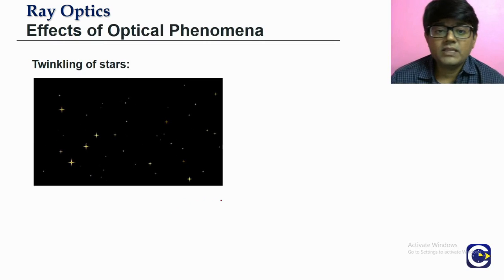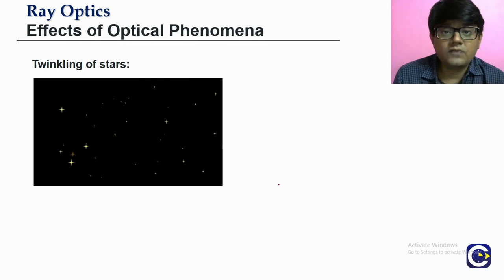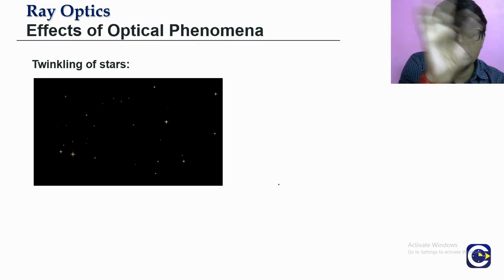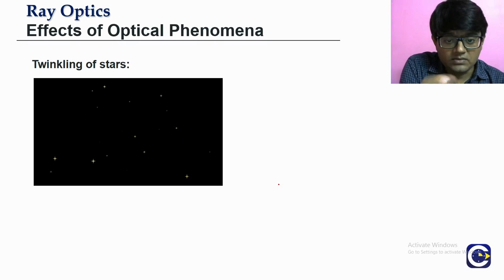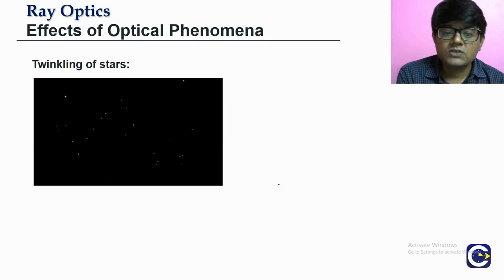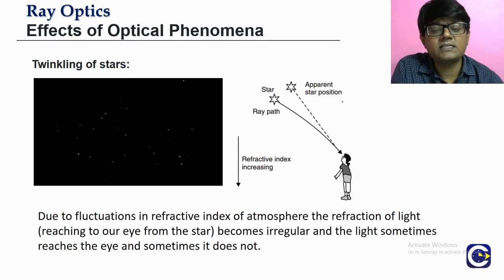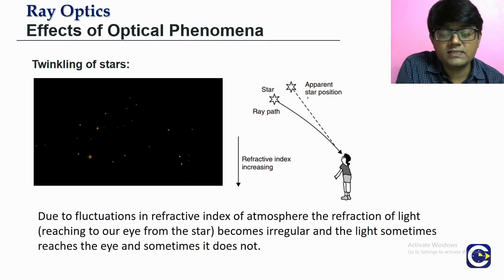Now the other phenomenon that we will see with regard to the stars is the twinkling of the stars. I'm sure a lot of us will have observed it. If you look at the sky at night, you will see the twinkling of the stars. For a moment it will appear very bright, and then the next moment it will appear dull, almost invisible. So why does this twinkling of the stars happen? Again, the reason is the refraction through the layers of the atmosphere. Remember, we already talked about the refraction of the light coming from the star through the layers of the atmosphere.